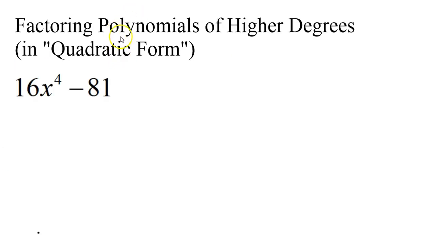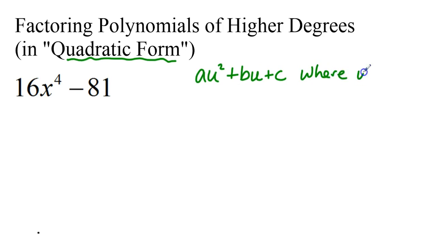So now let's consider some more challenging polynomials of higher degree. What we're going to say is these are considered to be in quadratic form. That's what we're talking about here. So if you have something of this form, I'll write it out: a u squared plus b u plus c, where u is an algebraic expression.